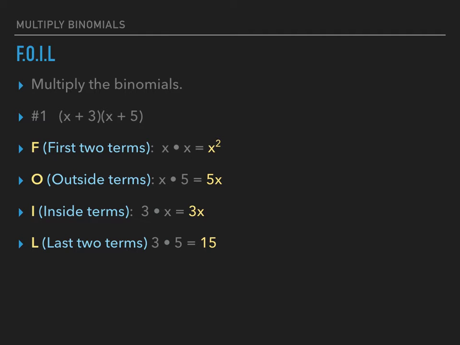So now what we're going to do is write our product in standard form. This will be a quadratic expression. The 2 linear terms can be combined to get 8x. So my final answer for x plus 3 times x plus 5 is x squared plus 8x plus 15. A lot of students like FOIL because it gives them a nice, systematic, orderly way of showing their work for the product of 2 binomials.